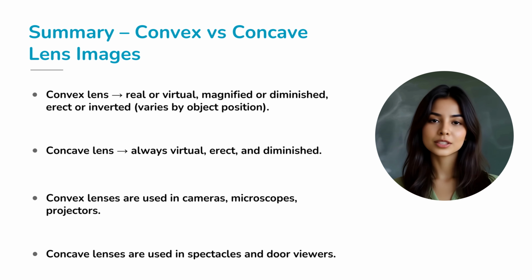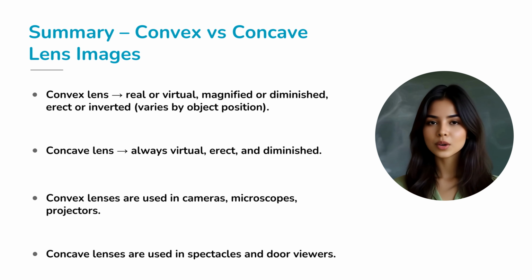Now the concave lens. This one doesn't like surprises. Its images are always virtual, always upright, and always smaller. Simple, predictable, and easy to remember. When it comes to real-world uses, convex lenses shine in places where enlargement is needed. Think of cameras, microscopes, and projectors. Without convex lenses, your movies, scientific discoveries, and magnified views would not be possible.